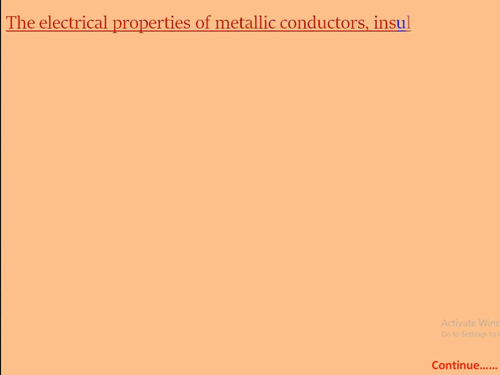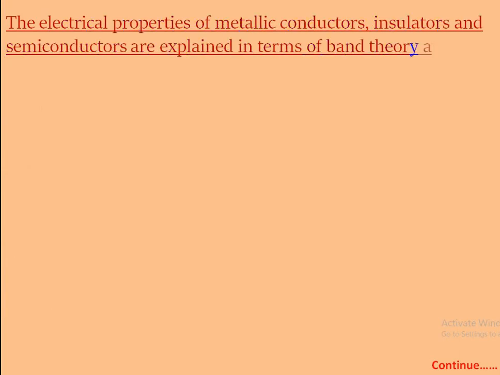The electrical properties of metallic conductors, insulators, and semiconductors are explained in terms of band theory as follows. Therefore, there is a migration of electrons from the valence band to the conduction band. In the case of a conductor, there is no band gap between the VB and CB, that is, the valence band and conduction band.